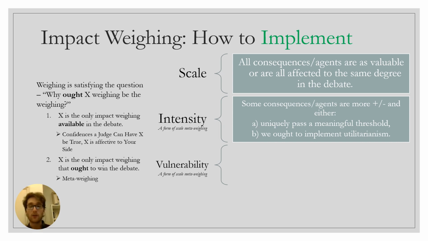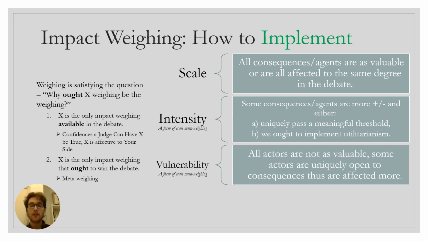Let's look at the way you do vulnerability. By vulnerability I mean that some actors, traditionally in debating you'll often hear things like minority actors, sexual or racial minorities, or disproportionately poorer people, or the developing world's people, etc. How can you convince the judges that they matter more than other actors in the debate? Here, it's actually just the flip of the scale argument, right? Rather than all consequences or agents mattering, your burden with this piece of weighing is to explain why all actors are not actually as valuable as other actors, i.e. there are some actors that are uniquely maybe more open to the impact, or more uniquely affected by an impact.